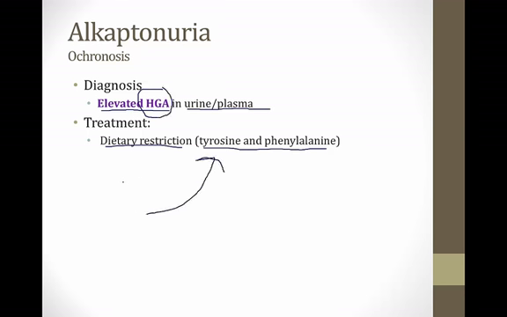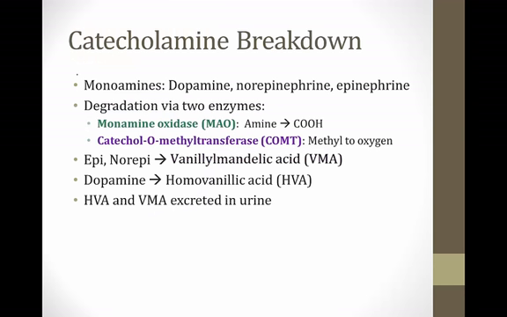the underlying biochemistry. I'll finish this module by discussing the breakdown of catecholamines like norepinephrine and epinephrine. You should know that dopamine and norepinephrine and epinephrine are often called monoamines because their molecules contain a single amine group.